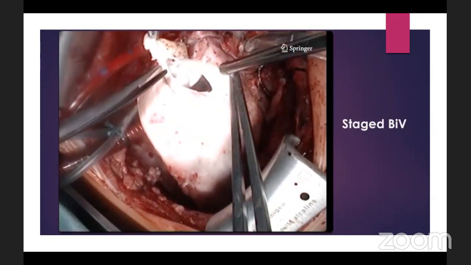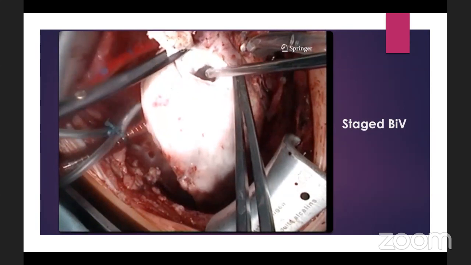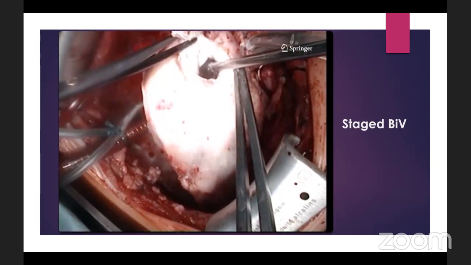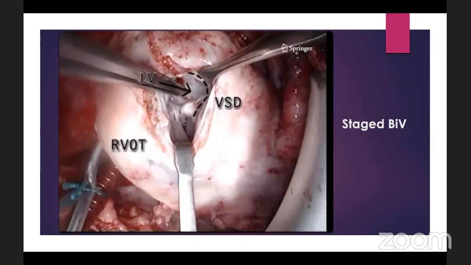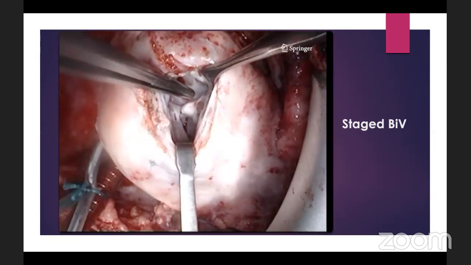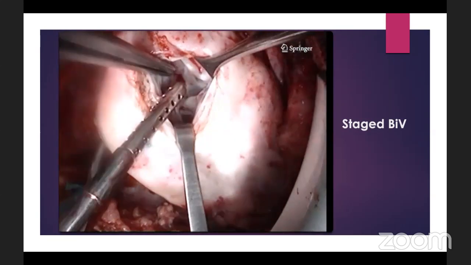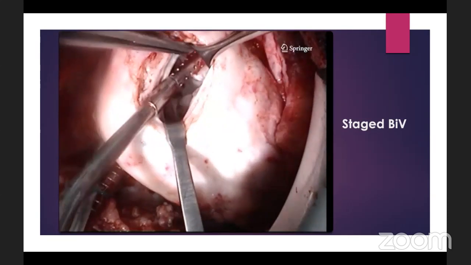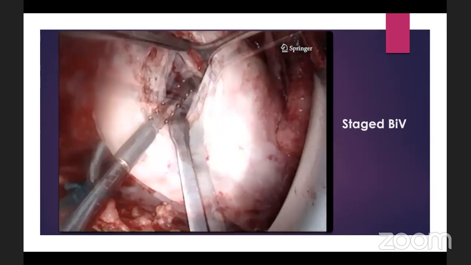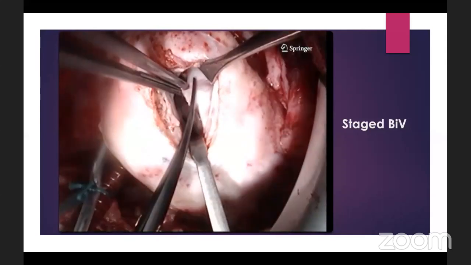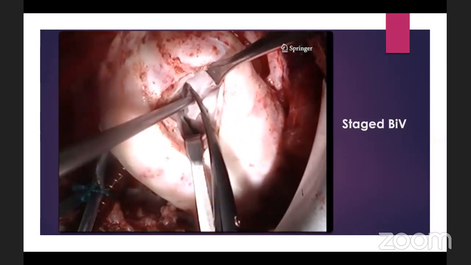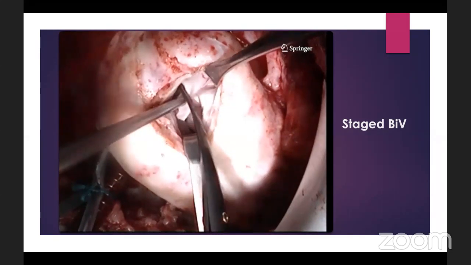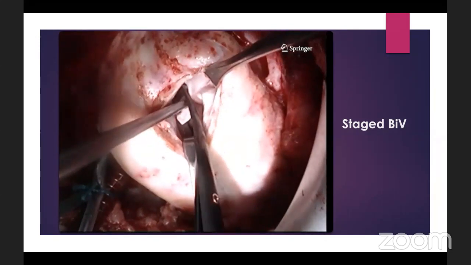And through that, one can assess the VSD. Sometimes it needs to be enlarged. And then the VSD is closed in a way so that the blood will flow from the left ventricle through the VSD into the DKS, and that will be the left ventricular outflow tract. And then an RV to PA conduit is inserted at this ventriculotomy. This is just enlargement of the VSD, to make sure that the left ventricular outflow is not compromised.